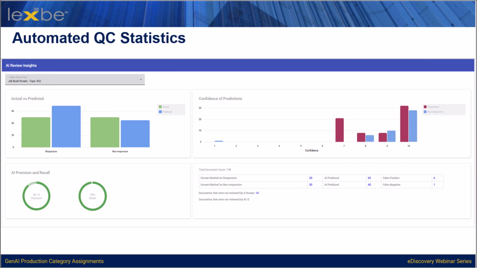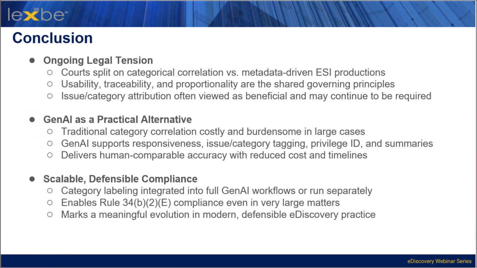In either case, the workflow reinforces that GenAI does not eliminate human judgment. Instead, it reallocates human effort and time towards edge cases, high-risk documents, and final decision-making. Taken together, these illustrations demonstrate that GenAI-assisted review is not a conceptual abstraction. Instead, it's a practical extension of established but strained eDiscovery workflows. Responsiveness determinations, issue identification, and Rule 34 category assignments can be performed at scale with transparency and proportionality.